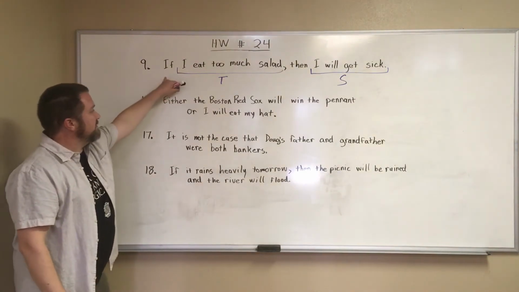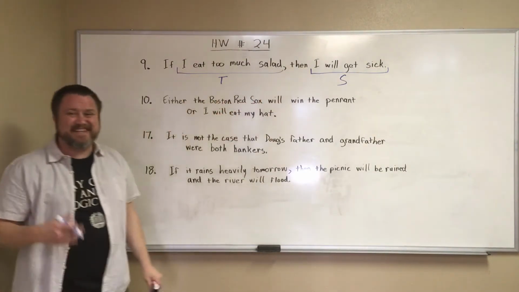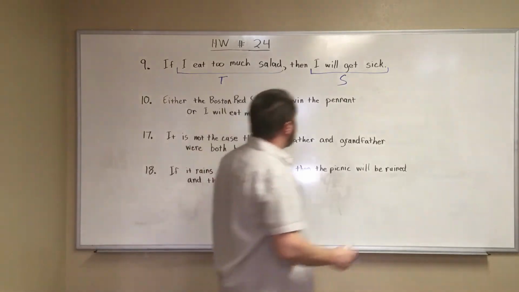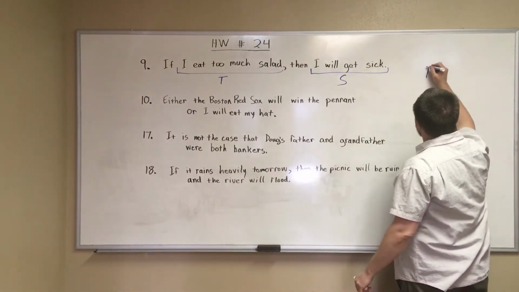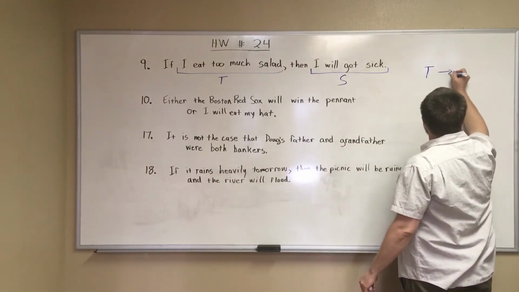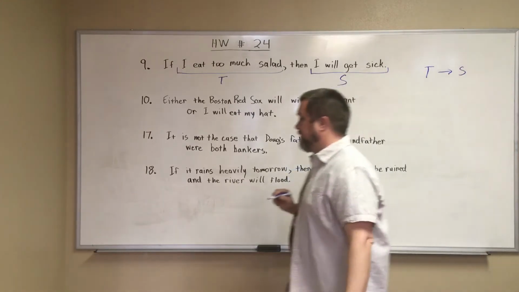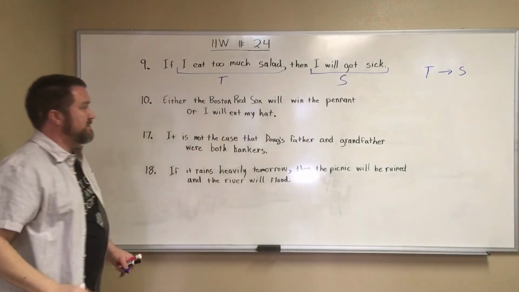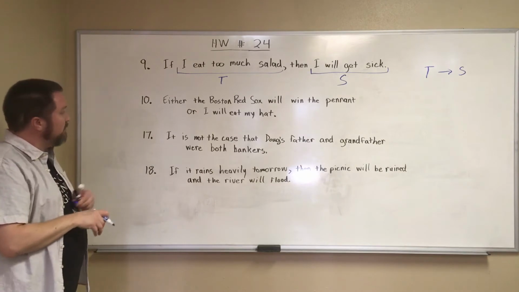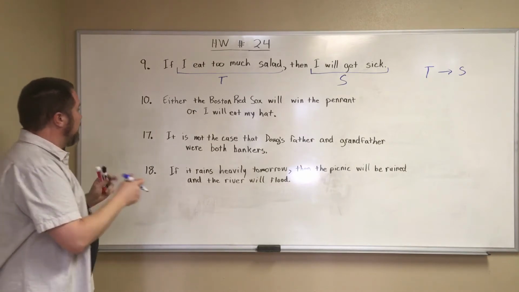And you can see that this is an if-then statement. That's a conditional, which is the arrow. So this is going to be, simply put, if T, then S. So we have T, arrow, S. All right, let's go ahead and move on to the next one.